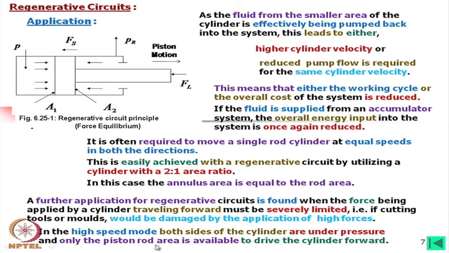Another point to be mentioned, in the high speed mode both sides of the cylinder are under pressure and only the piston rod area is available to drive the cylinder forward. This means that you see, if the pressure is acting over here, now when this is mixed, definitely pressure on both sides has to be equal. Now, in that case, the real area available to tackle this load is only this much area. So, you will find that in that case pressure is equal to force divided by simply this rod area. So, this means that you are handling a smaller load, holding the piston with higher load. This is another form of presentation of the facilities in control.